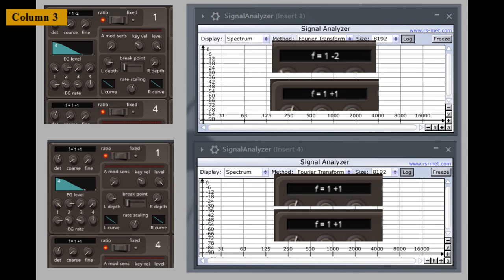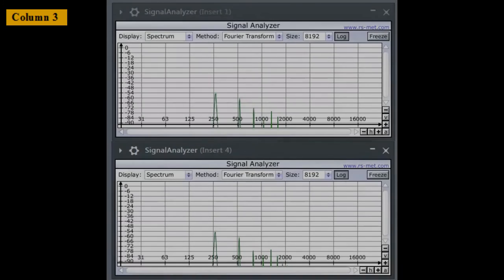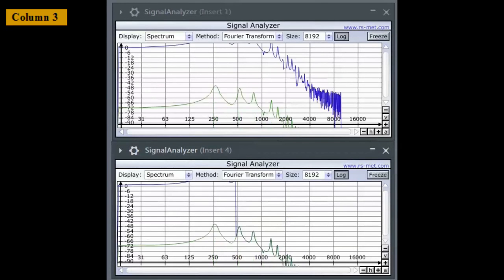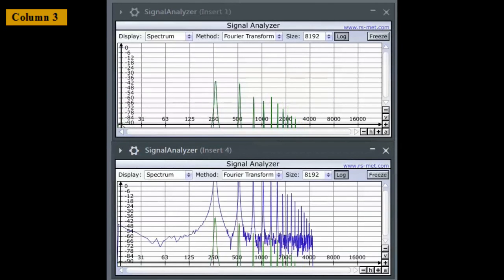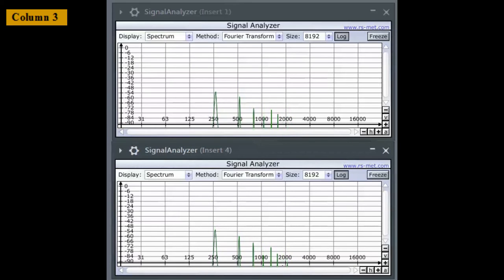I use two instances of DX now. The upper spectrum is produced by an instance without detuning of the carriers 1 and 4 against each other. The lower spectrum shows the detuned original preset. Please notice the differences while the note slowly fades away.